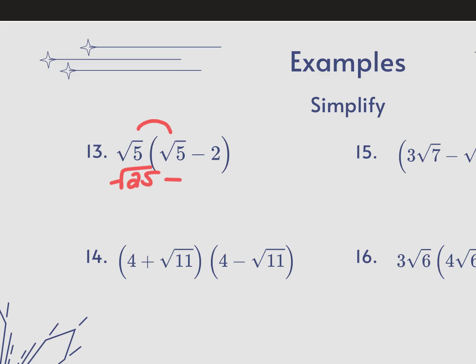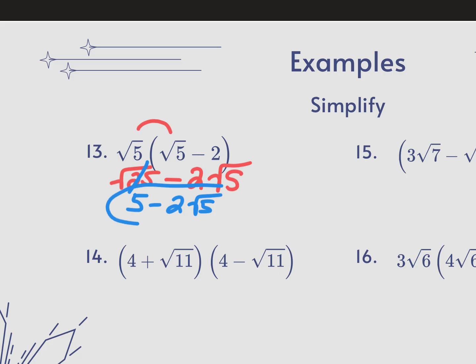Can you multiply something that's outside of a radical with something that's inside of a radical? No, it's like saying 2 times x. What would you do? You just stick them together? Same thing here. So you're going to say minus 2 square root of 5. And then you say, can I simplify? What is the square root of 25? 5. So this is just 5 minus 2 square root of 5.